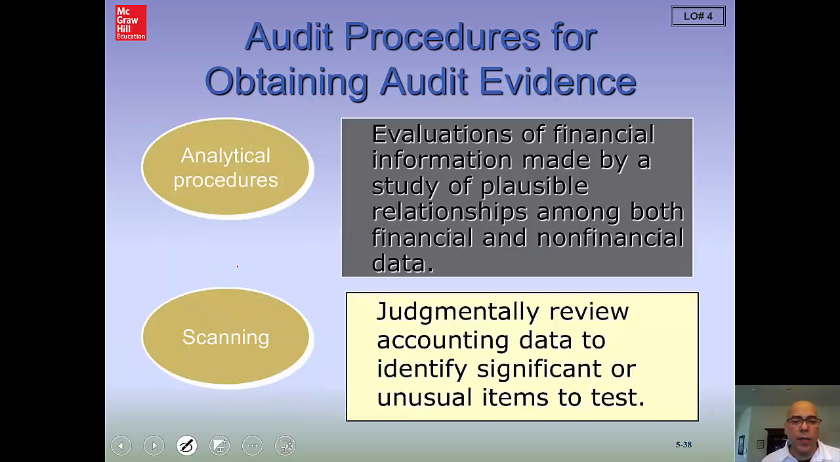Okay, analytical procedures, we're going to talk about those. Scanning documents, judgmentally looking for things that seem unusual to us. We see an unusually large transaction by scanning. We might want to take a look at that particular transaction, try to get behind some of the details.